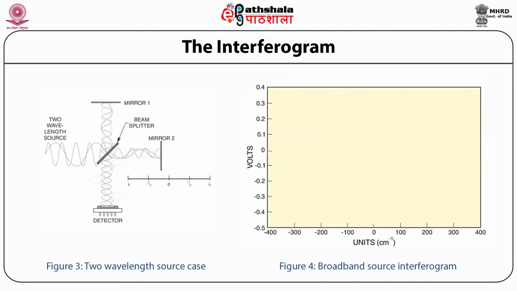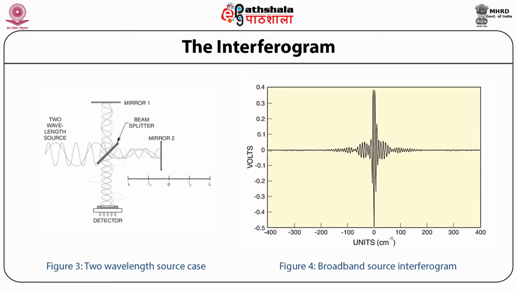Interferogram is the name of the signal format acquired by an FTIR spectrometer. It is usually significantly more complex looking than a single sinusoid, which would be expected if only a single wavelength of light was present. This figure shows the interferogram of a broadband light source.